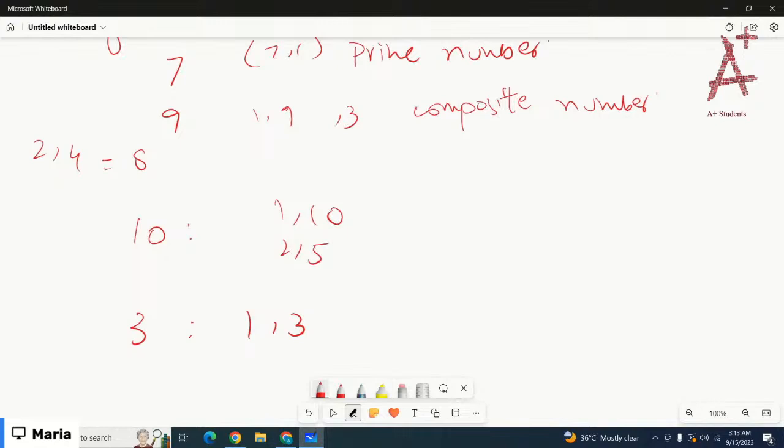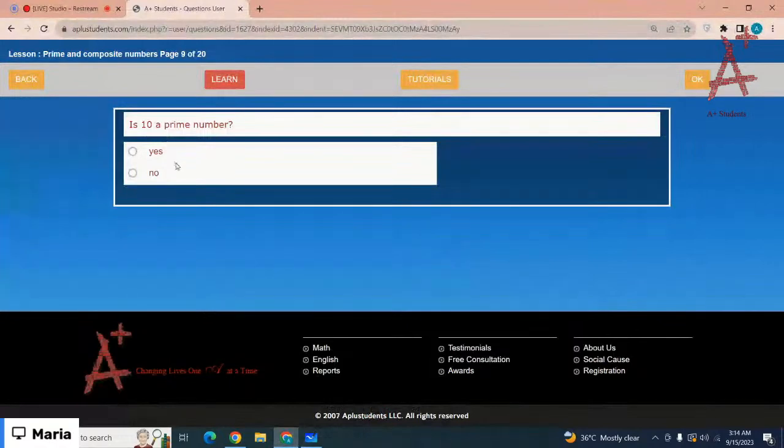A factor means when two numbers are multiplied to make a specific number. Like 1 times 10 is 10 and 2 times 5 is 10. 2 and 5 are the factors of 10. It also means they can evenly divide 10, right? For example, you have 5. 5 times 2 is 10. 5 can evenly divide 10, right? That means 5 is a factor of 10 because 5 can evenly divide 10. Got it now? Is 10 a prime number? No, 10 is a composite number.